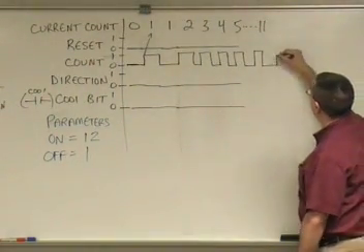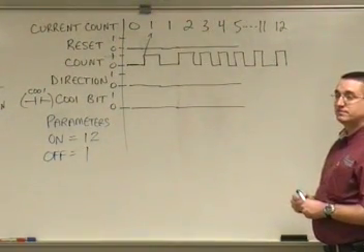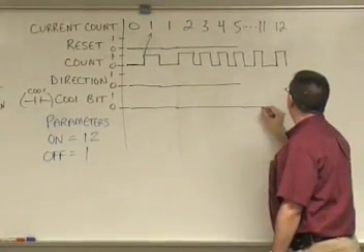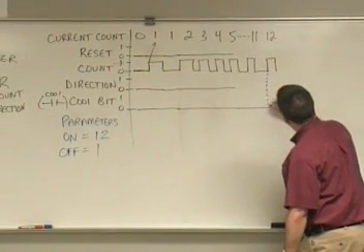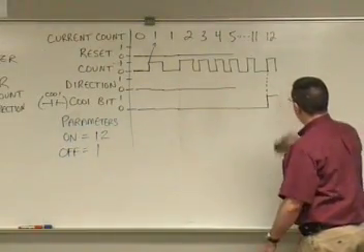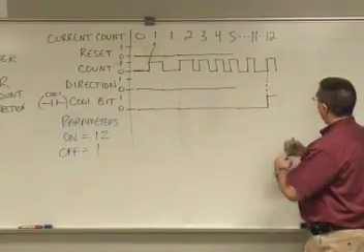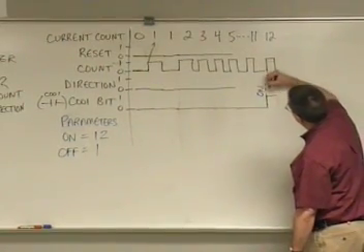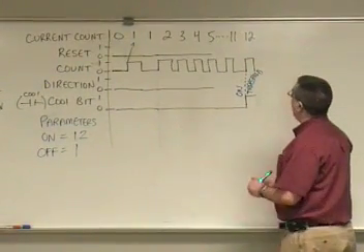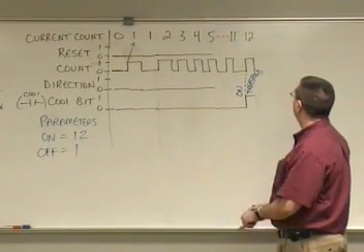Now as soon as I get to 12, what's going to happen? The C001 bit, as soon as I get to 12, becomes a logical 1. And I'm not going to change it yet. So the C001 bit has just turned on. This is my on threshold. So at 12 is when the event occurred. That's when the C001 bit turned on.